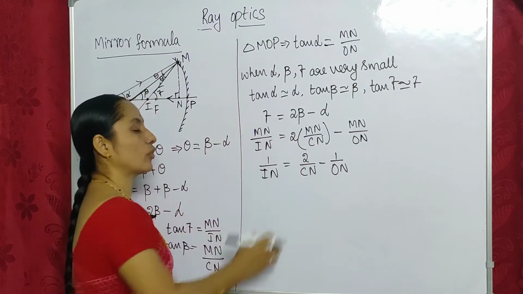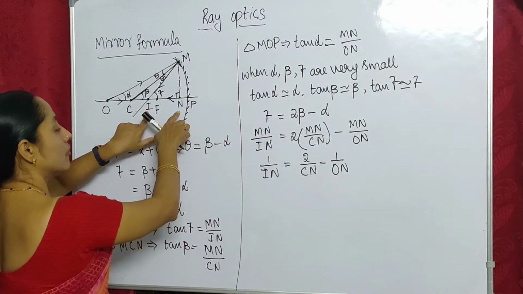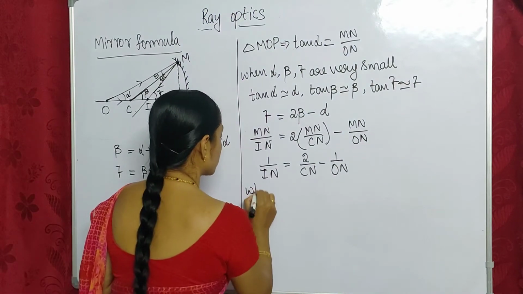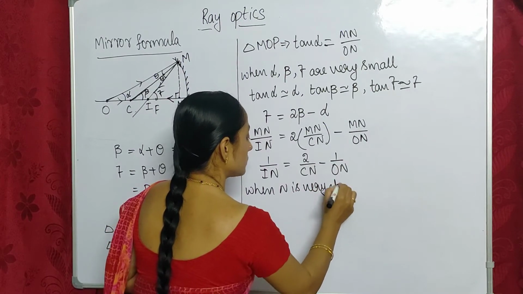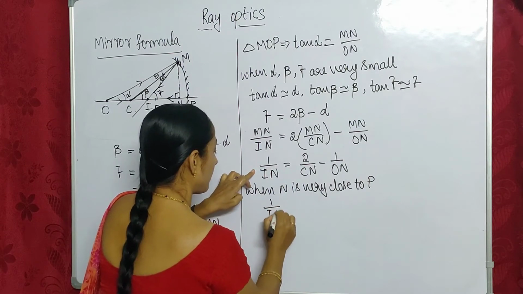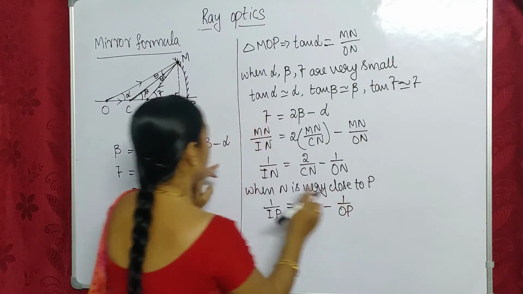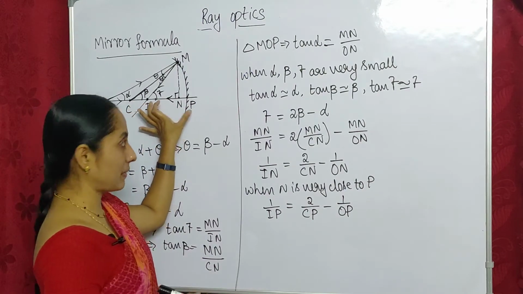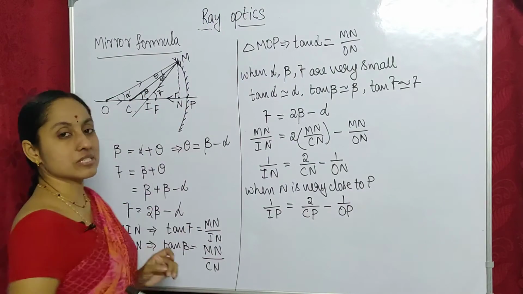Now IN, CN, ON, what are these? What is IN? When N is very close to P, the pole, then we can write 1 by IP is equal to 2 by CP minus 1 by OP. Yes, N is very close to P, so IN is also equal to IP, CN is also equal to CP, and ON is also equal to OP.